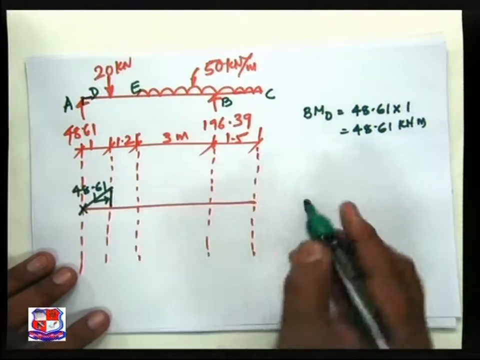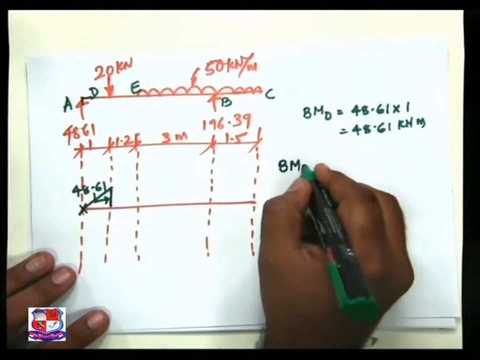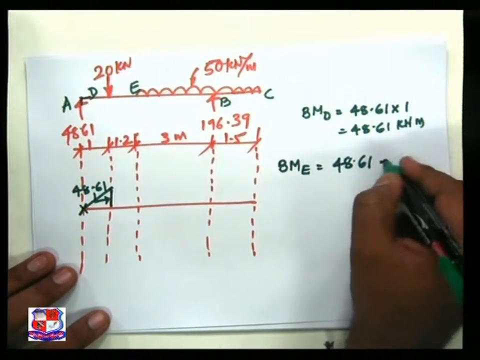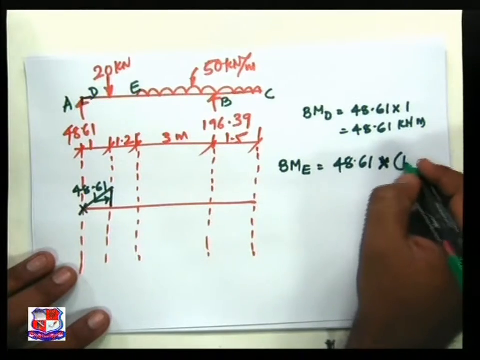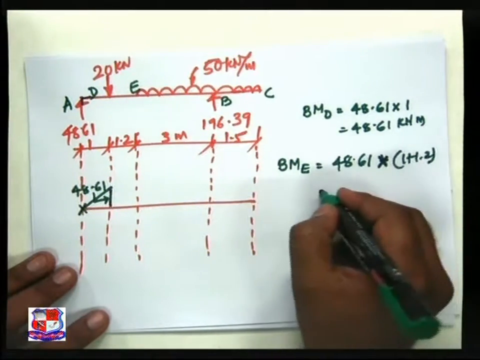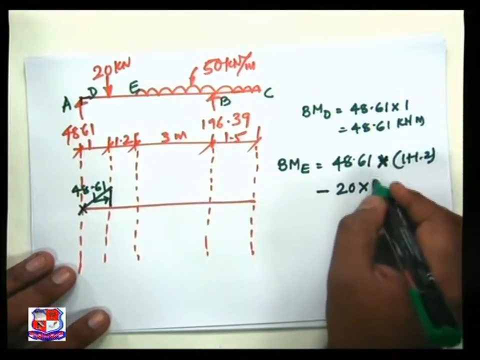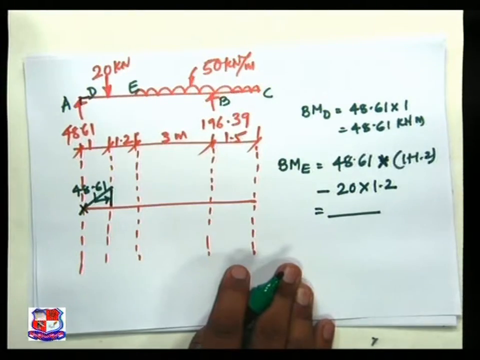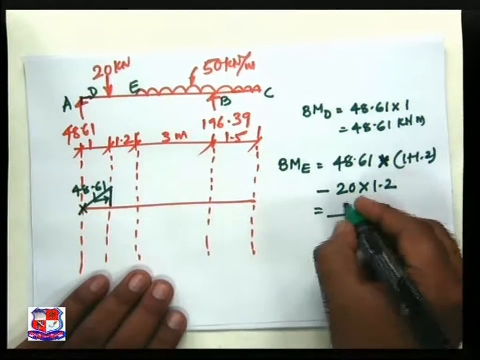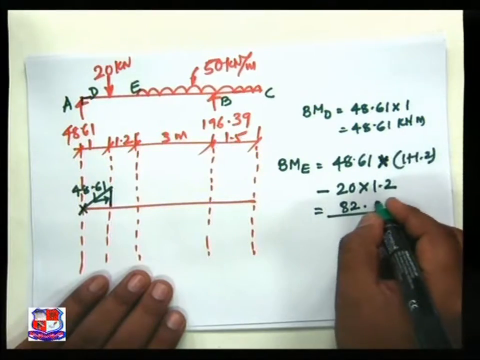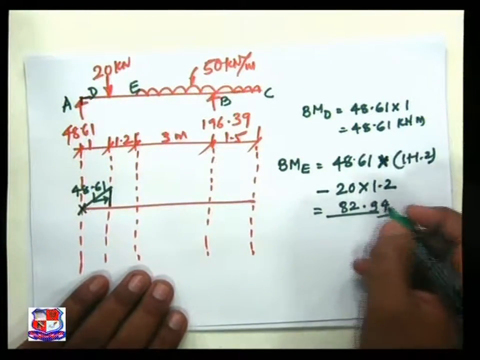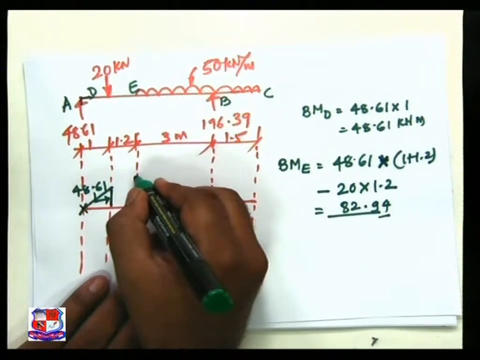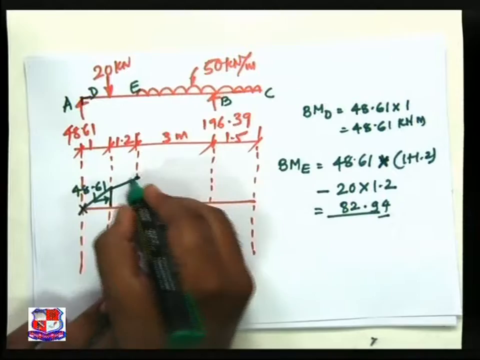Next, at E point, bending moment at E is equal to 48.61 into 1 plus 1.2 minus 20 into 1.2. If you simplify this one, we achieve 82.94. So we achieve 82.94.